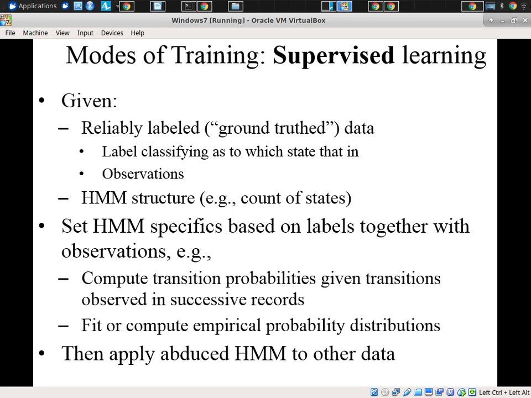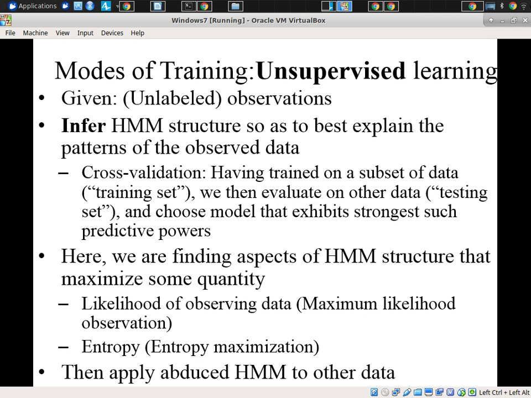The data that you might have of this sort might be data where you know, based on specific studies, what was going on, and you use it to build the hidden Markov model. What's more common for hidden Markov models is what's called unsupervised learning. Here we have no labeled data. We don't know the underlying ground truth, and we infer the HMM structure to best explain the patterns in the data.